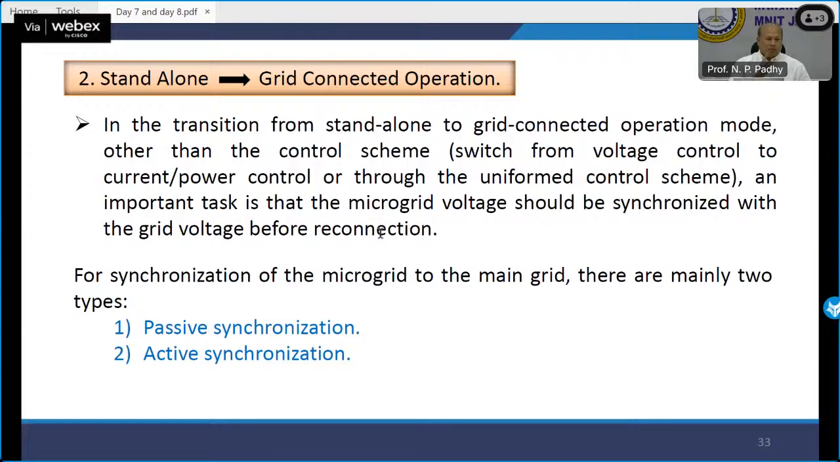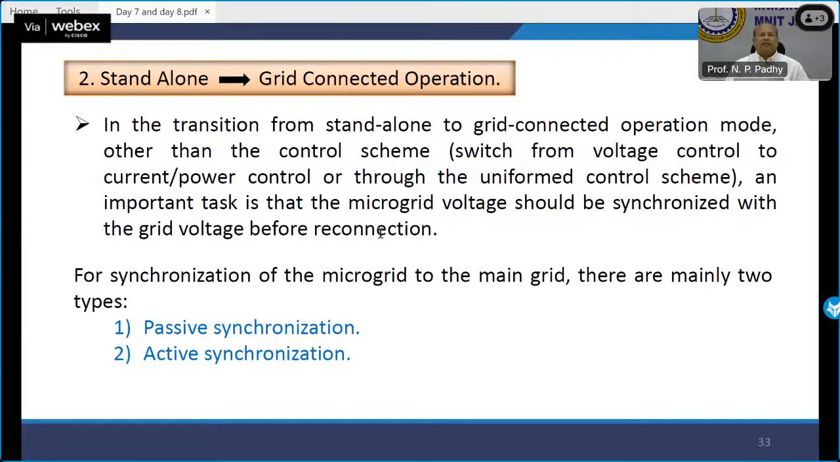Now actually we have to go from standalone to grid. So now the job is done. You are happy that the grid is in order. Now the standalone system is interested to get connected. In the transition from standalone to grid-connected operation mode, which is currently not in practice, during blackout thousands of gigawatts of energy from the PV could not cater to the consumers in this country.